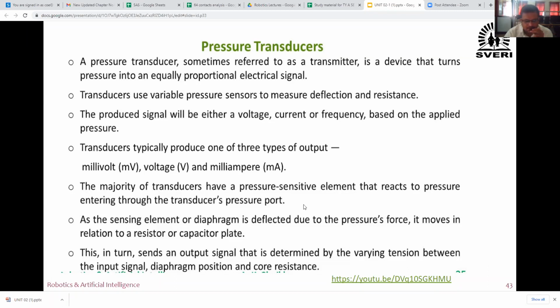The majority of transducers have a pressure sensitive element that reacts to pressure entering through the transducer's pressure port. As the sensing element or diaphragm is deflected due to the pressure force, it moves in relation to a resistor or capacitor plate. This in turn sends an output signal that is determined by the varying tension between the input signal, diaphragm position, and core resistance. Therefore, we will see the video of this. Whatever videos we have seen of pressure pneumatic type switches, same is for pressure transducer.